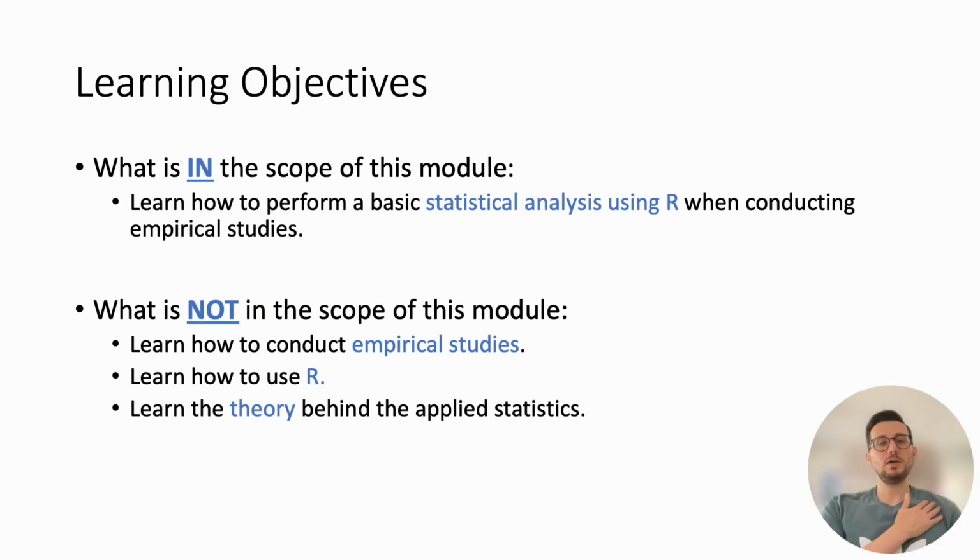Okay, so what are the learning objectives of this module? You will learn how to perform basic statistical analysis using R. R is a tool that can be used to conduct statistical analysis. Of course, there are other tools like SPSS and some Python libraries. But in this lecture, we are going to focus on R. However, you are free to use any tool that you would like when you conduct your research, for example, your bachelor thesis.